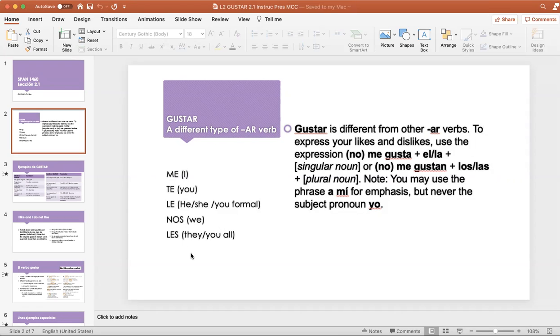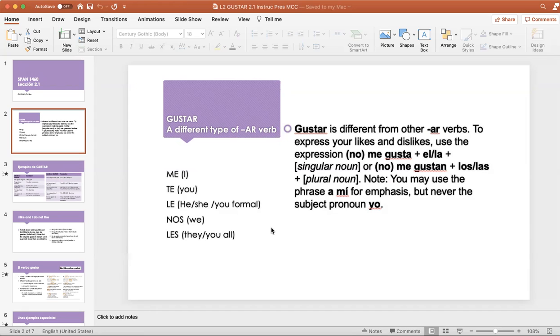And remember, if you're indicating a dislike, the pronoun will always go directly in front of the gustar, and the no must go in front of the pronoun. So remember, with gustar, we indicate likes and dislikes. In order to conjugate the verbo gustar, we do not conjugate all of the different forms. We only use two forms. We will use gusta y gustan.